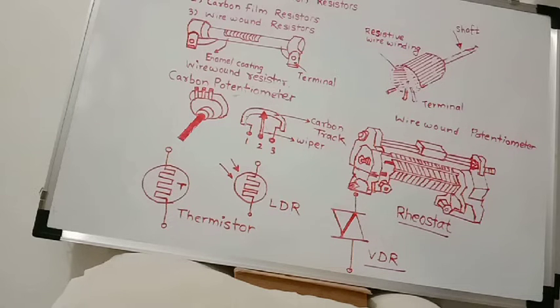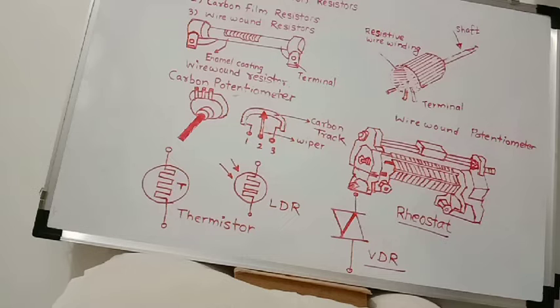This winding, this wire, is covered with vitreous enamel. The speciality of such a type is its high power handling capacity and very small and accurate change in resistance.